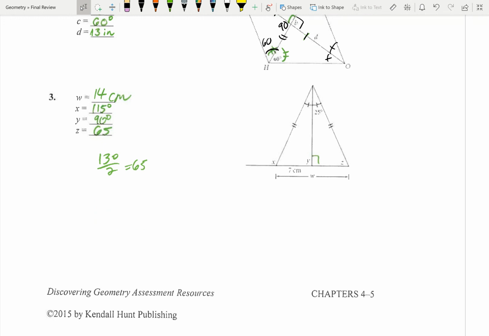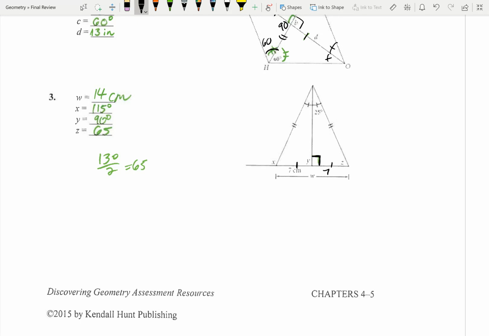In 3, it looks like we have an isosceles triangle. And then this bisects the top angle, which, remember, means it's also the altitude. And it's also going to divide that in half as well. It's also a median. And so that's going to make W be 14 because this is also 7.